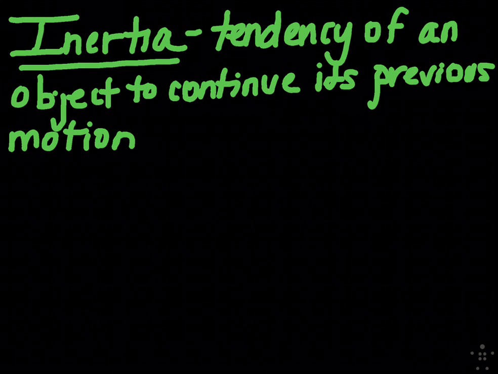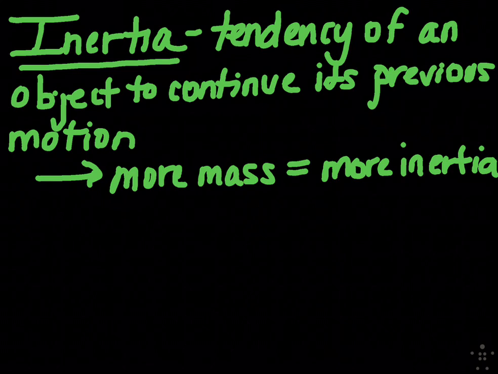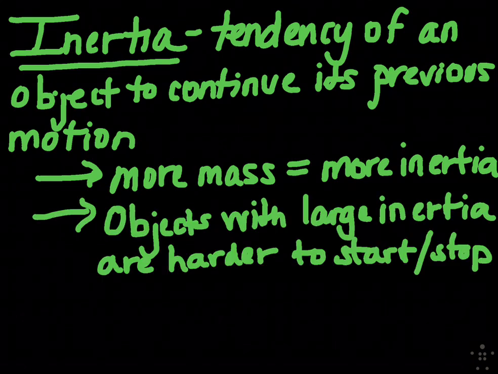And that's kind of a weird definition for something to have, so I'm going to give you more of an example to help you think of inertia. But first, I want you to think about these few things I'm going to write. First thing that's important about inertia is that if an object has more mass, it has more inertia. So keep that in mind. Now, having said that, something else you need to know is that objects with large inertia are harder to start and harder to stop, which makes sense. If objects that have more mass have more inertia, then obviously huge, massive objects are going to be harder to start and harder to stop.